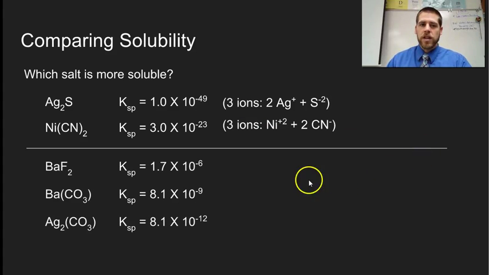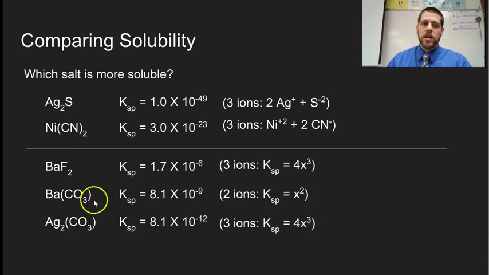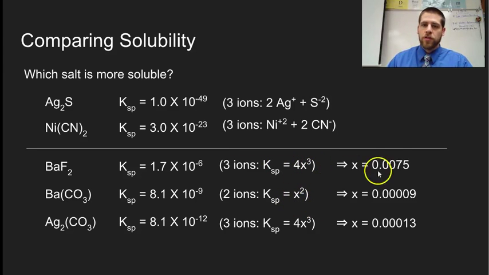What about these 3? You actually can't compare these just by looking at it. You can compare the top and the bottom one because they are forming the same number of ions, but the middle one is only forming 2 ions. You're going to have fewer X's when you actually go to solve with the Ksp. Take the Ksp and solve for X. This is what you get. So it's actually the case that the barium fluoride is the most soluble and the barium carbonate is the least soluble.